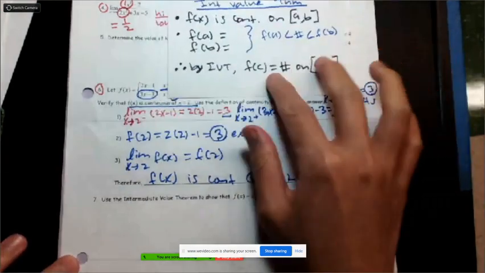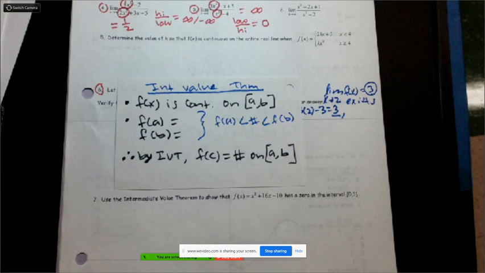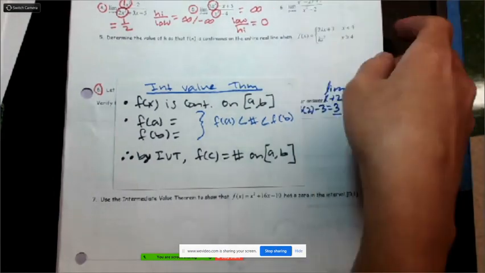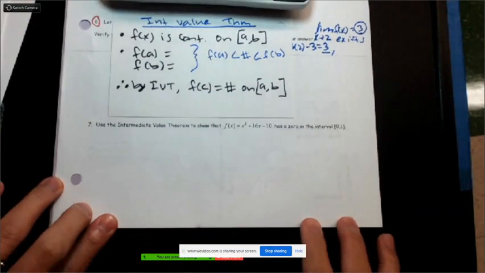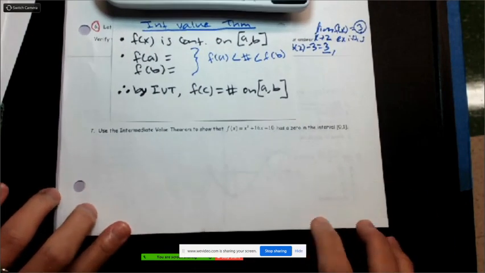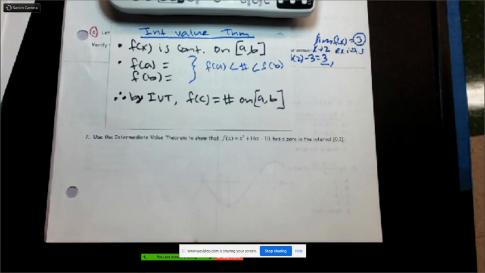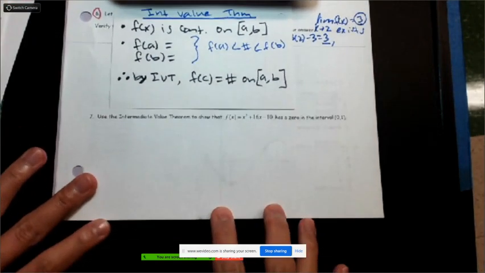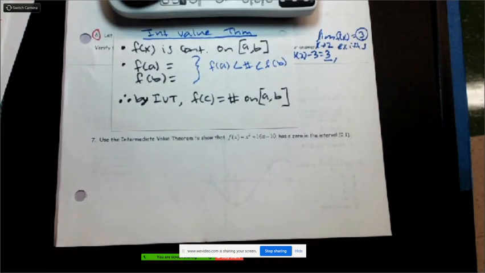Okay, number 7's on the intermediate value theorem. Okay, let's see if I can bring this one up in a better way. Oh God, I need this remote to be heavier. I'm gonna add this scissor. Stay put. Oh, okay, I tried. Okay, number 7. If you're talking, hush.